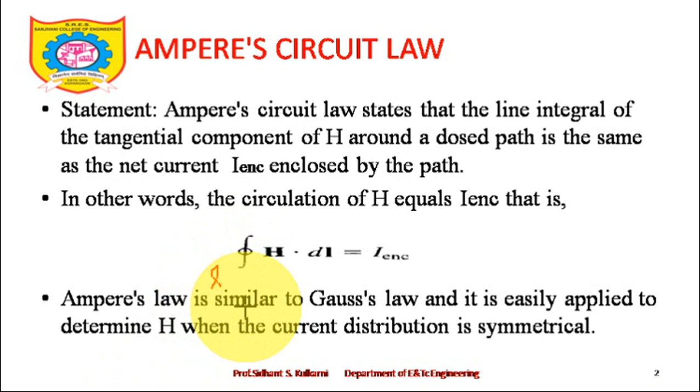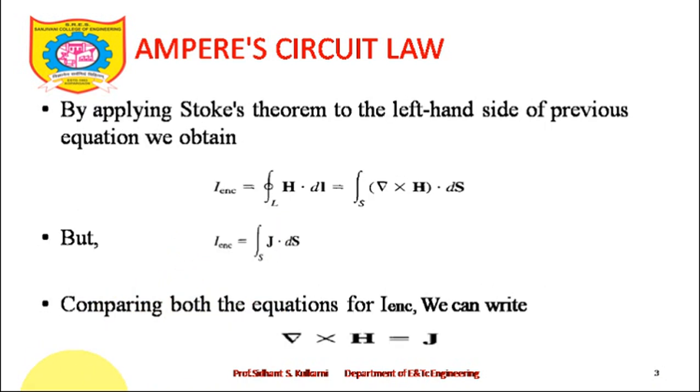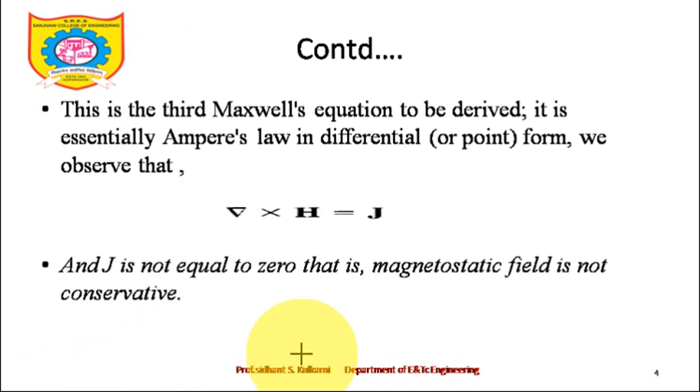So it is similar to the Gauss law in electrostatics. We have gone through this expression also. Then applying certain mathematical identities and Stokes theorem, we got the closed integral of H bar dot dl bar is equal to the integral of del cross H bar dot dS bar, and finally I enclosed is equal to the integral of J bar dot dS bar. So we compared these expressions and came to the final conclusion that del cross H bar is equal to J bar. This is another point form of Maxwell's equation, and we received this Maxwell's equation from Ampere circuit law.